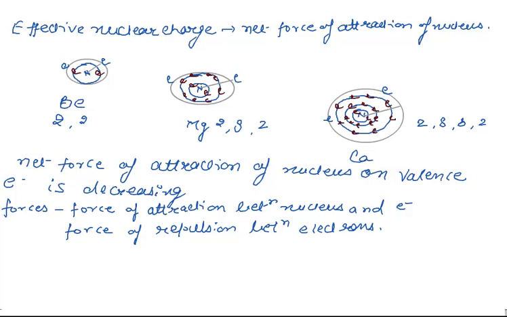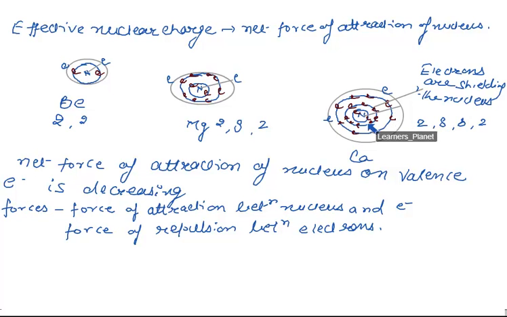Can I say that? The electrons are shielding the nucleus. Right? Shielding means they're just covering the nucleus. You can see from here. So that is why the net force of attraction decreases.